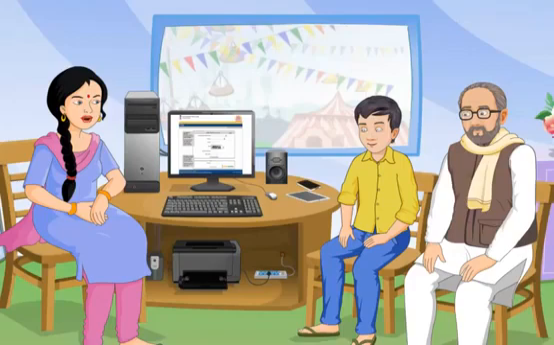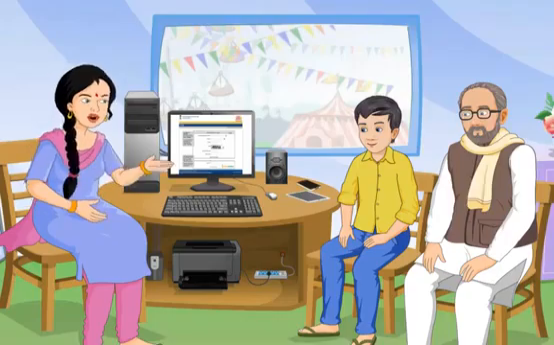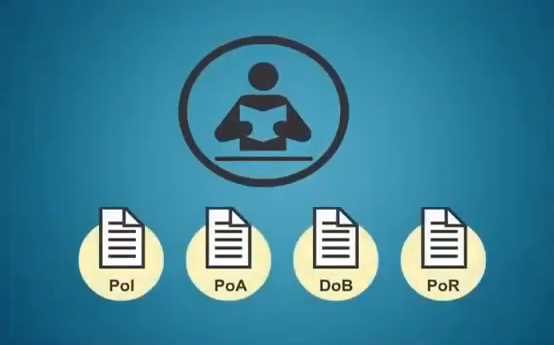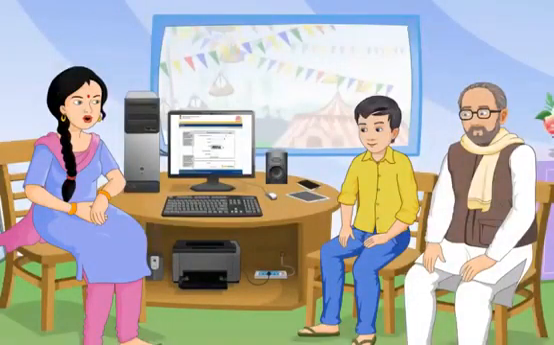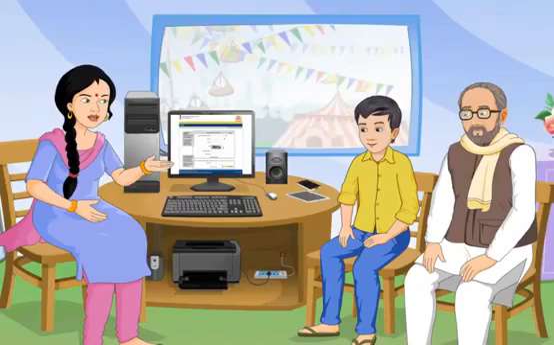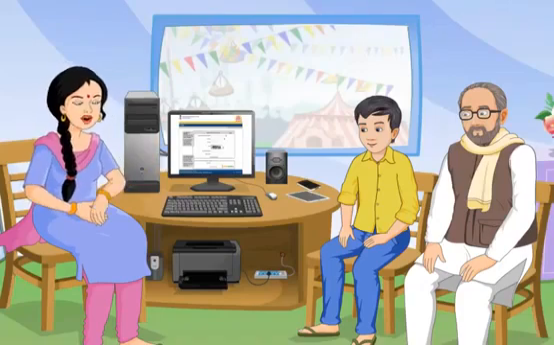Step 2. Verifier verifies the resident's documents. After that, verifier will validate form details against POI, POA, DOB, POR documents. Verifier will then sign and stamp the photocopies of documents verified. Step 3. Enrollment operator enters or updates the resident data into the enrollment software.